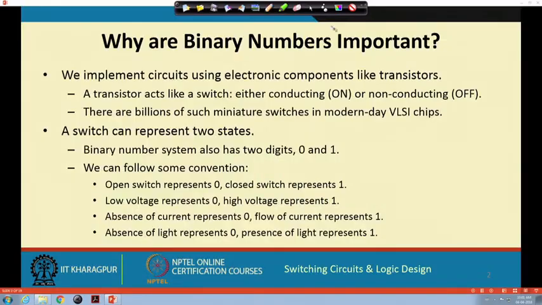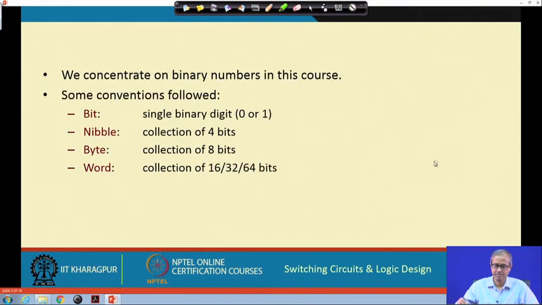We know nowadays optical fibers are used for long distance high speed communication. The basic principle is like this: you send light and you sense light at the other side, whether light is coming or not coming. So, bits can be represented depending on the presence or absence of light. In this course, because we are talking about digital circuits, we shall be concentrating on binary numbers.